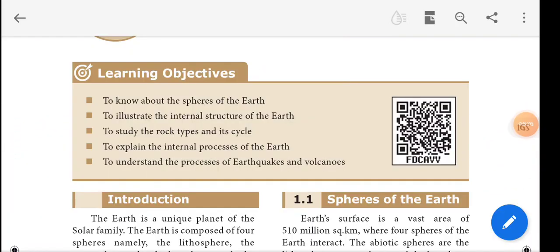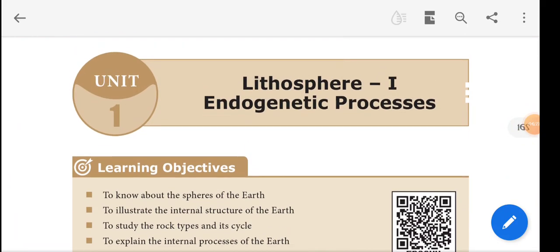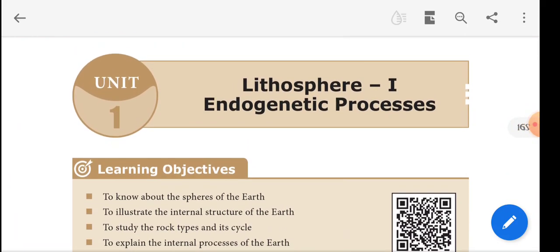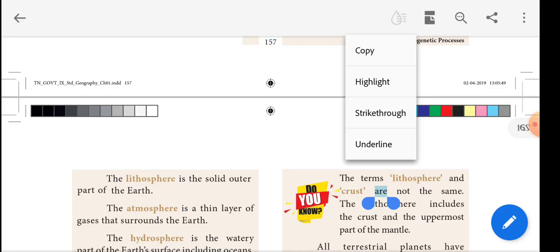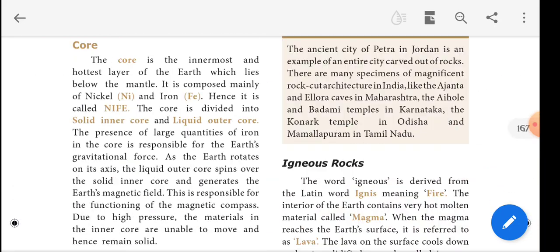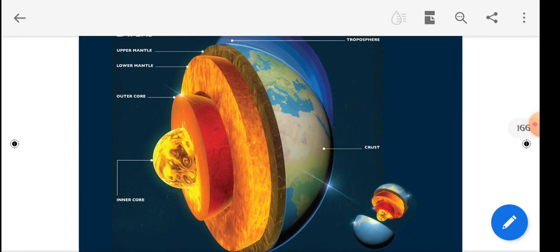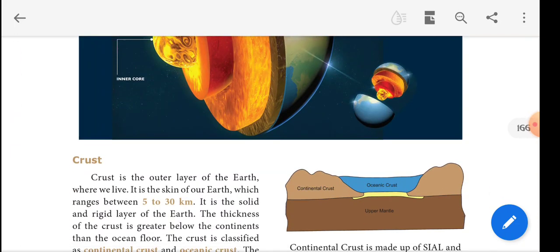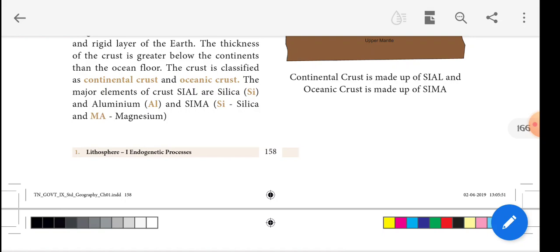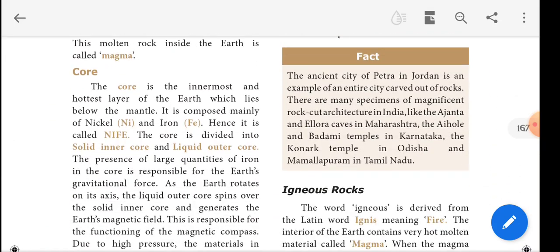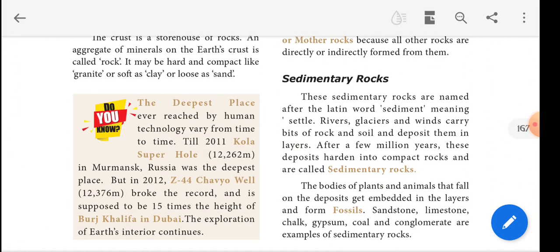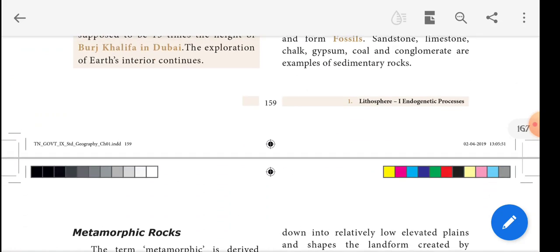Another one we discussed from geography, the lithosphere and the endogenetic processes. In this lesson, we discussed the four spheres and the interior of the earth. In the interior of the earth, we discussed the layers of the earth and also their functions and minerals, the crust, mantle and core, and also we discussed the rock types and their formation.